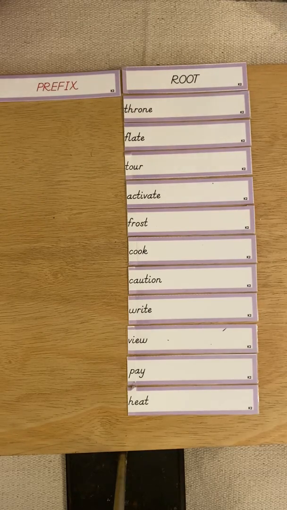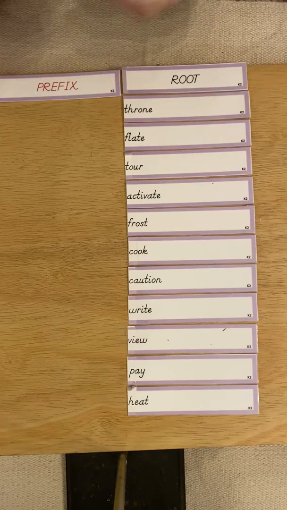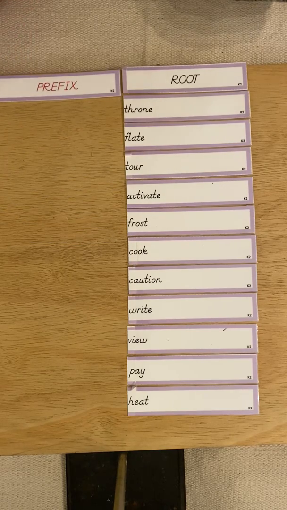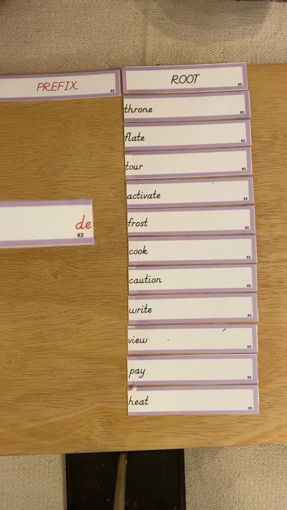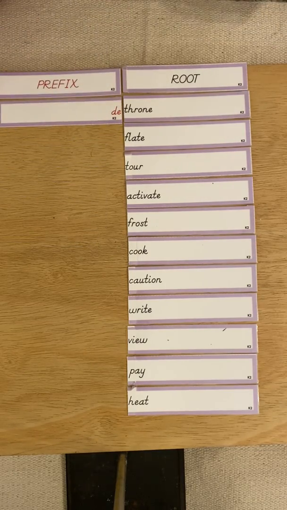So what we're going to do is we're going to look at two different prefixes today. And the first prefix we're going to look at is D. It's D-E. So if I do this, to dethrone somebody, that means to kick somebody off their throne. So say there was a king and his people and advisors weren't happy with him, they could dethrone him by throwing him off the throne, and then somebody would take his place.